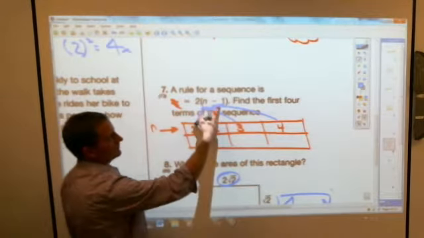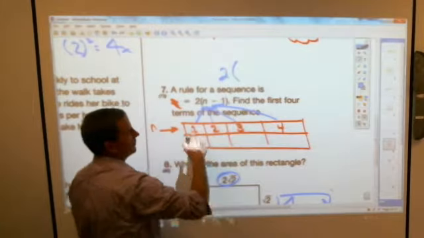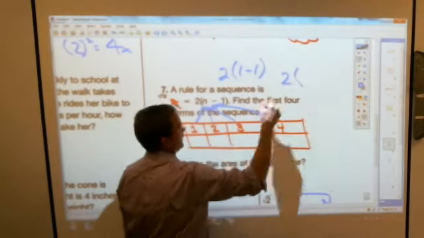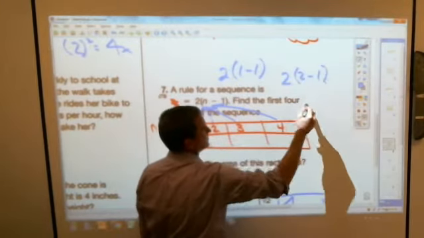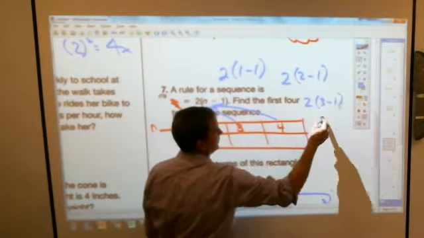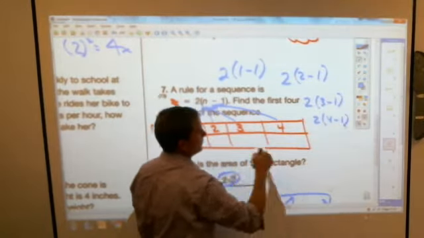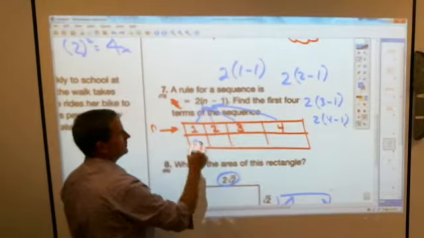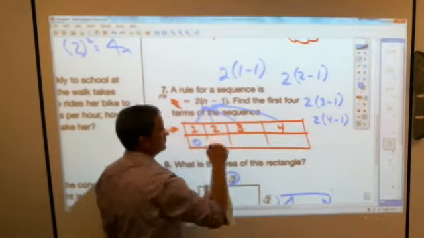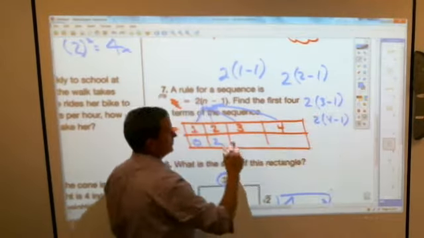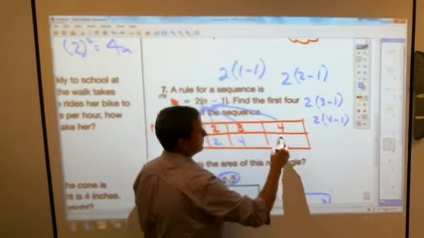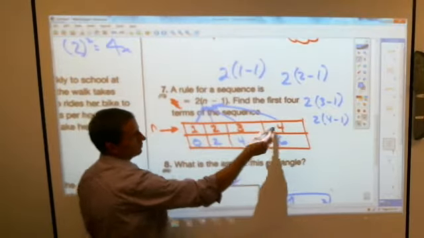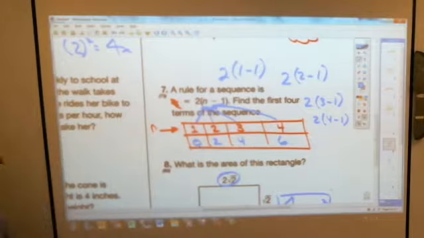If you do this and rewrite it, 2 times 1 minus 1. Then you're going to do 2 times 2 minus 1, 2 times 3 minus 1, and 2 times 4 minus 1. You have to do it for each one of the first 4 terms. So what do you get here? 1 minus 1 is 0, 2 times 0 is 0. 2 minus 1 is 1 times 2 is 2. 3 minus 1 is 2 times 2 is 4. 4 minus 1 is 3 times 2 is 6. These are term number 1, term number 2, term number 3, term number 4.